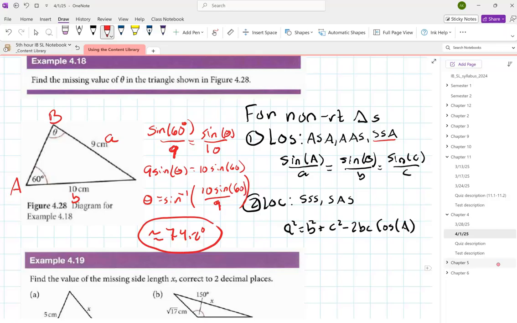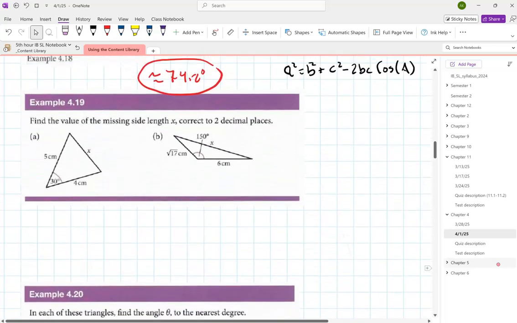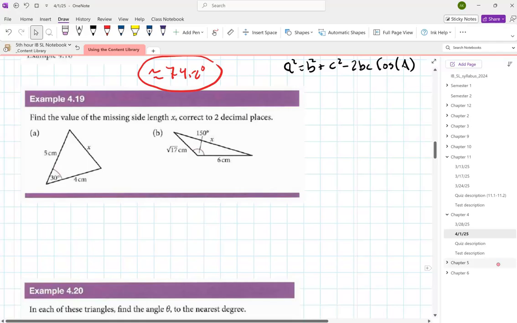Does this all look familiar? You guys remember doing law of sines last year in trigonometry? Okay. All right, let's take a look at these ones.